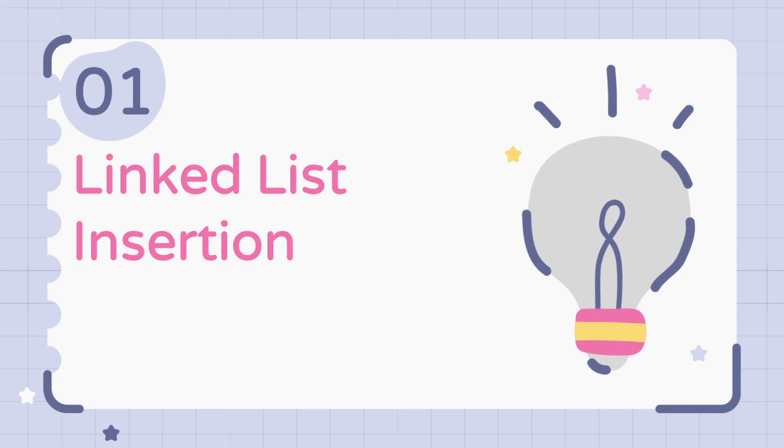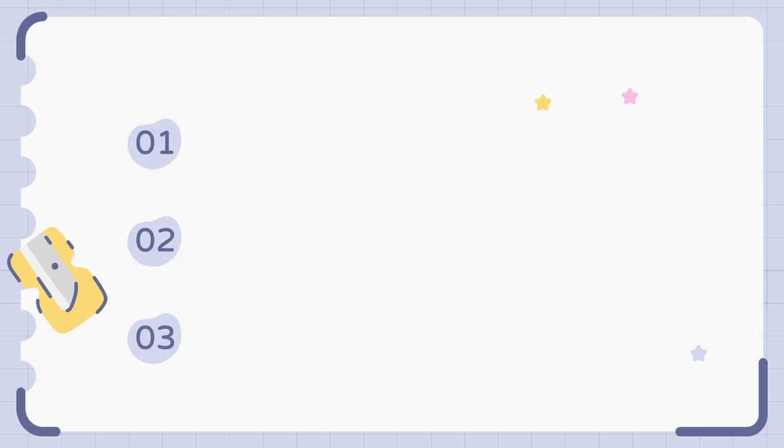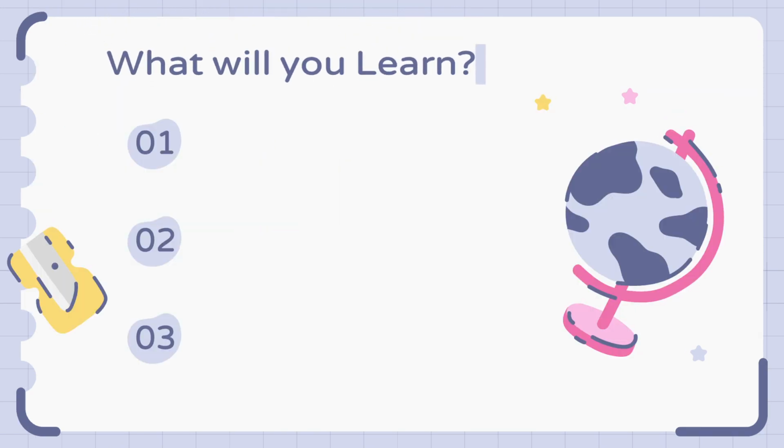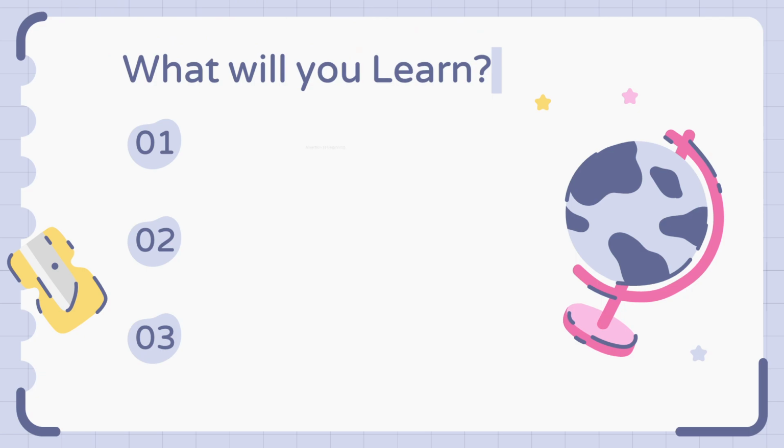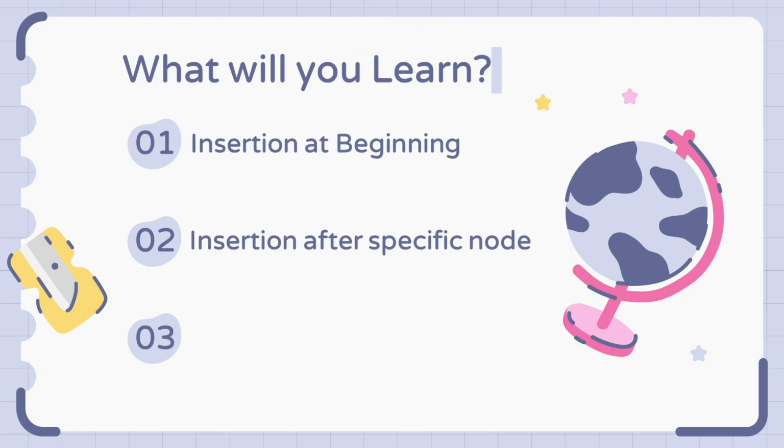Hello everyone, in this video let us learn about linked list insertion. As a part of this video, you will be learning about three different types of insertion: insertion at the beginning, insertion after a specific node, and finally insertion at the end.